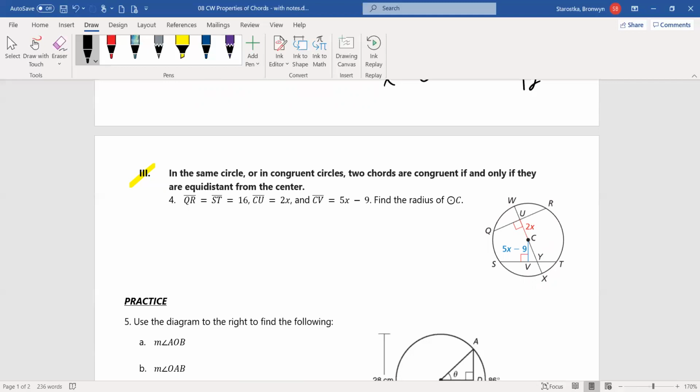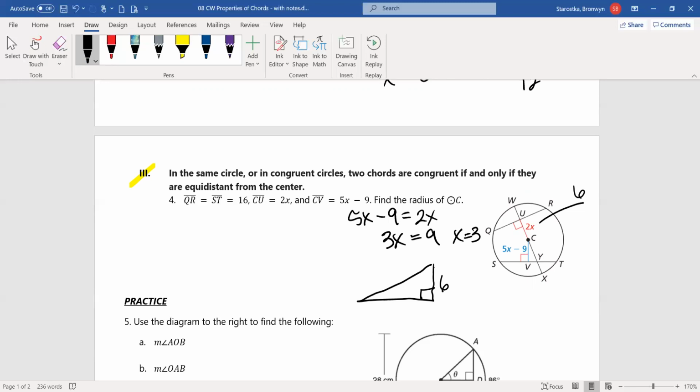So here we go. Let's start with 5X minus 9 equals 2X. We're going to move the 2X to the left side of the equal sign and the 9 to the other. We're going to have 3X equals 9, X equals 3. All right, so this length here is 6. Let's draw that. We're looking for the radius. I know this length is 6, and it said QR equals ST equals 16.